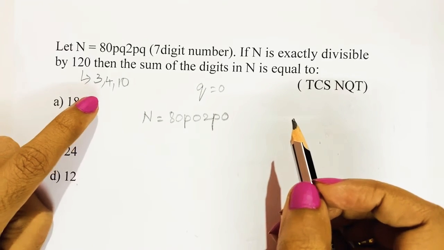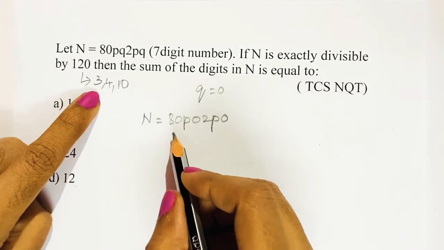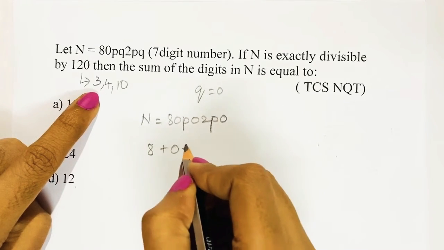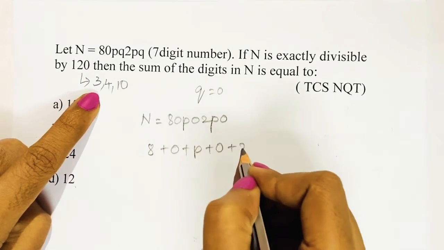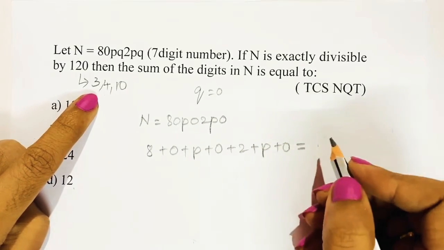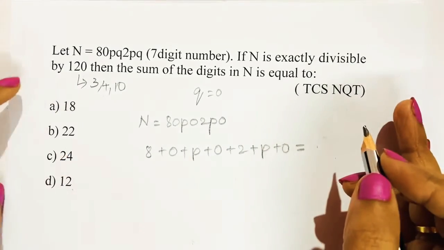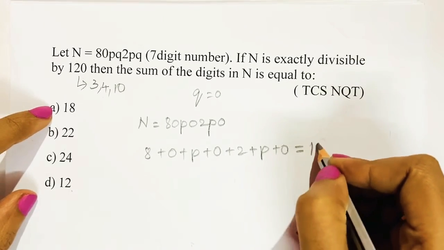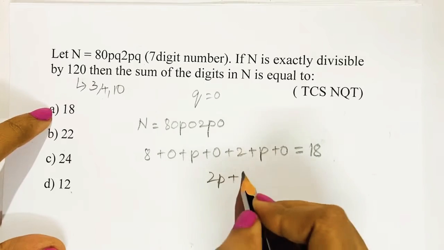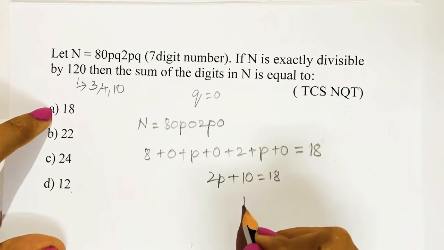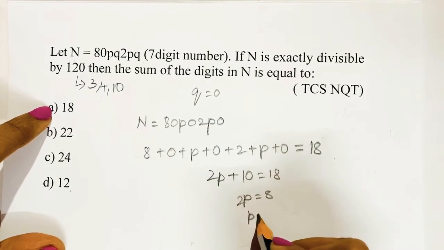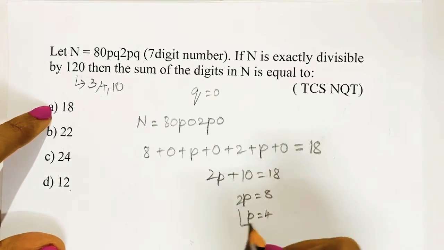It has to be divisible by 3. So the sum of the digits in n must be divisible by 3. 8 plus 0 plus p plus 0 plus 2 plus p plus 0 is equal to a number which is divisible by 3. Let's go from the options. Option A is 18. So 2p plus 10 is equal to 18. 2p is equal to 8 and p is equal to 4.